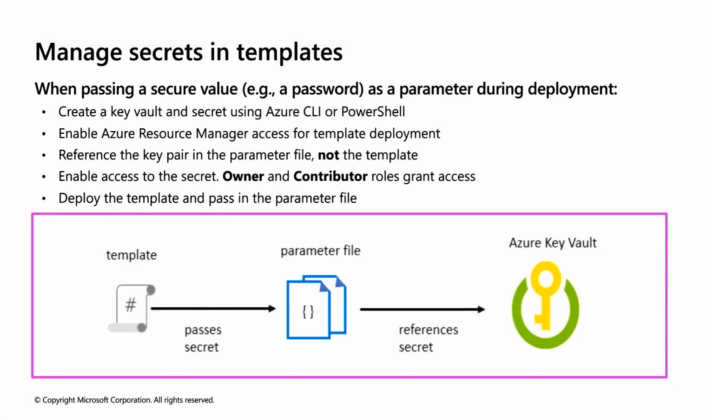When deploying resources in Azure, you'll often need to pass sensitive information like passwords or connection strings securely. Instead of hard-coding these secrets into your templates, Azure recommends using a Key Vault. In this approach, you create a Key Vault and store your secret there, then reference it in your parameter file, not in the template itself. This keeps your secrets safe and ensures only authorized roles like owner or contributor can access them during deployment. By separating secrets from your infrastructure code, you reduce the risk of accidental exposure and make your deployments more secure and manageable.